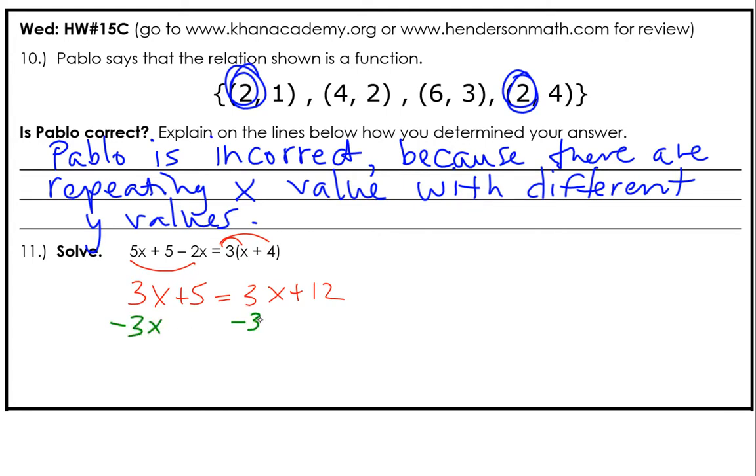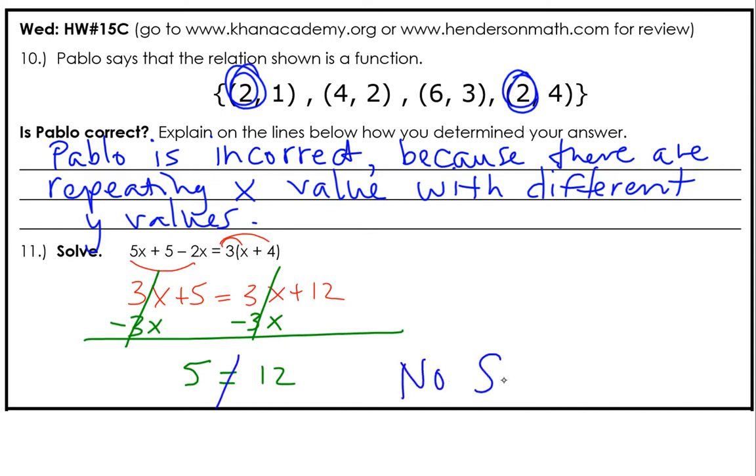If I subtract 3x from both sides, I get a double cancellation. And that leaves me with this statement that is not true. 5 is not equal to 12, so technically there is no solution to this equation. There's no possible value of x that would work.